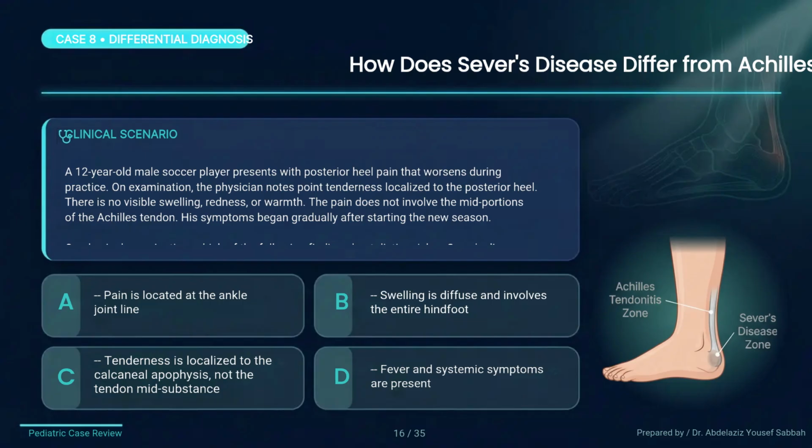Which of the following findings best distinguishes Sever's disease from Achilles tendonitis? Option A, pain is located at the ankle joint line.